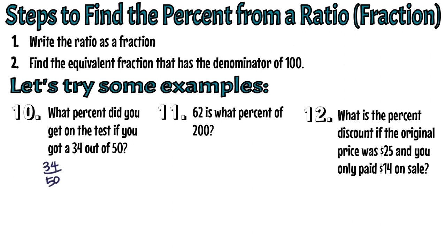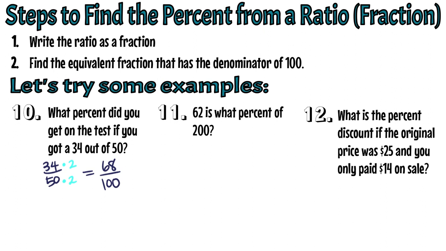So we're going to write that 34 out of 50. That's a ratio, which can be written as a fraction. And then we want the denominator to equal 100. So what can we do? We think to ourselves, what do I need to do to this denominator to equal 100? So we multiply. If I multiply 50 by 2, then I will get a denominator of 100. If I multiply the denominator by 2, I must also multiply the numerator by 2 in order to have an equivalent fraction. So 34 times 2 is 68, and 50 times 2 is 100.